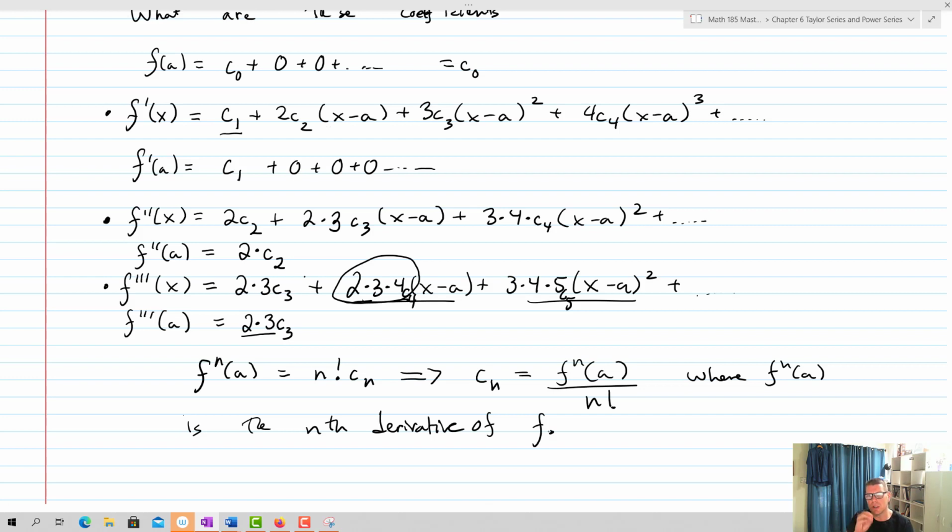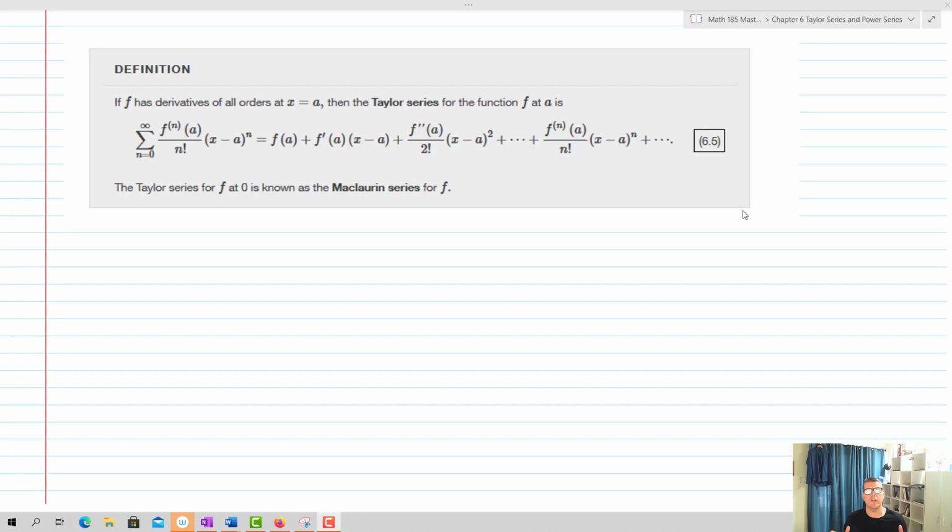So let's actually now look at what the definition for a Taylor series is. Here's our definition. If f has derivatives of all orders at x equals a, then the Taylor series for the function f at a is the sum from n equals 0 to infinity of f^(n)(a) divided by n factorial times (x minus a) to the n. That equals f(a) plus f prime of a times (x minus a) plus f double prime of a divided by 2 factorial, and so on and so forth, which is what we've seen.